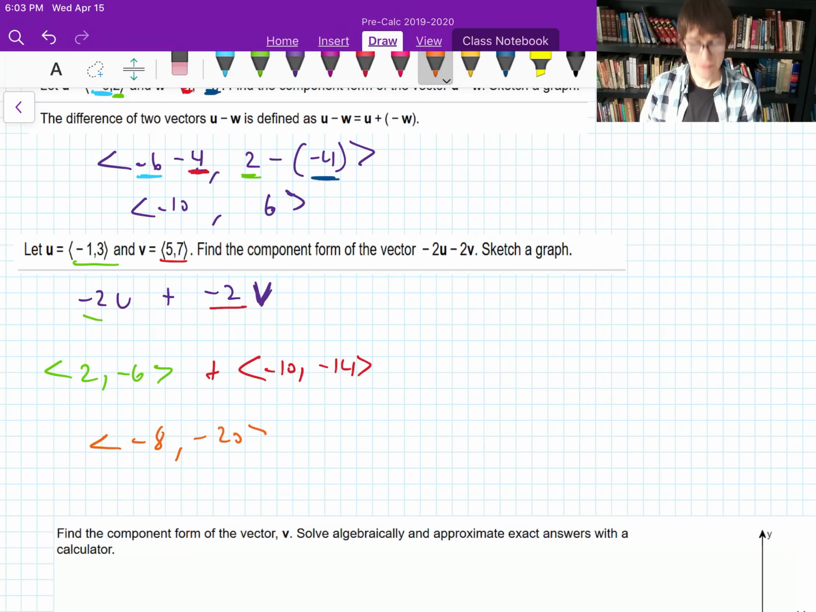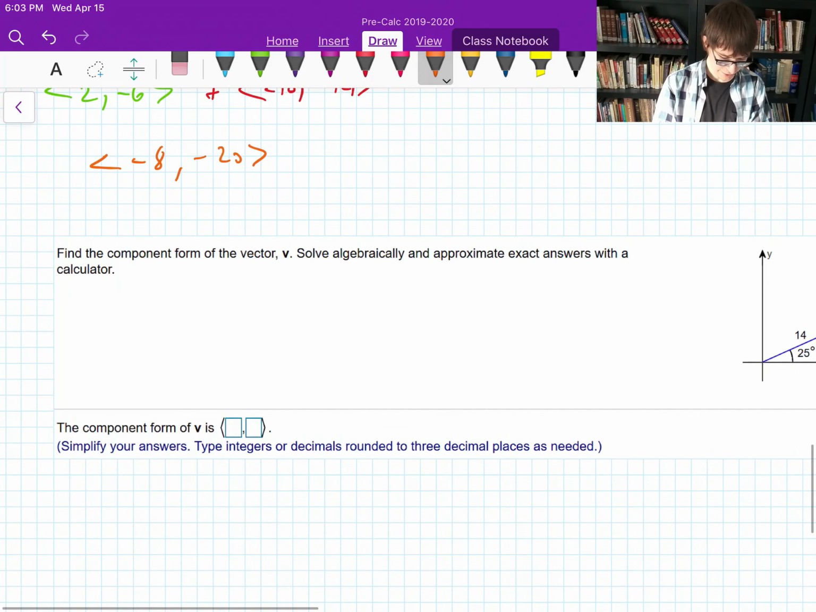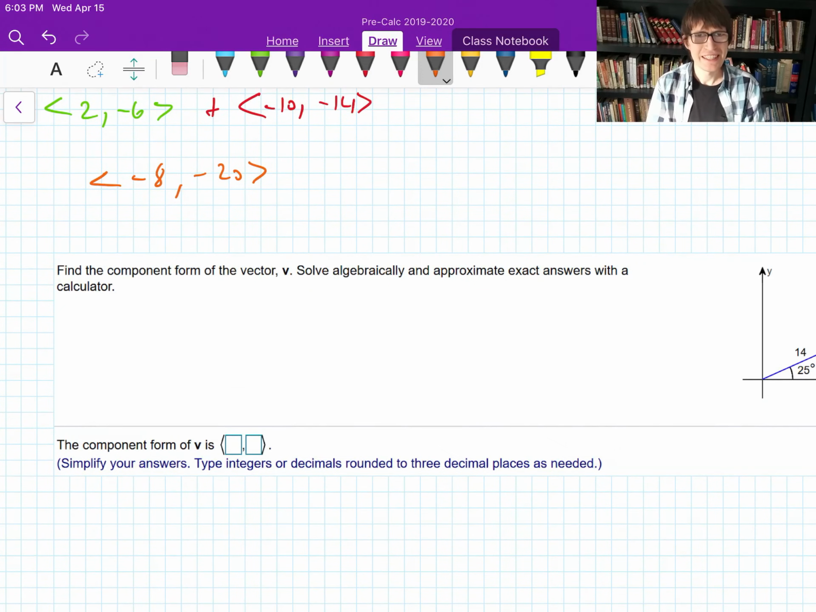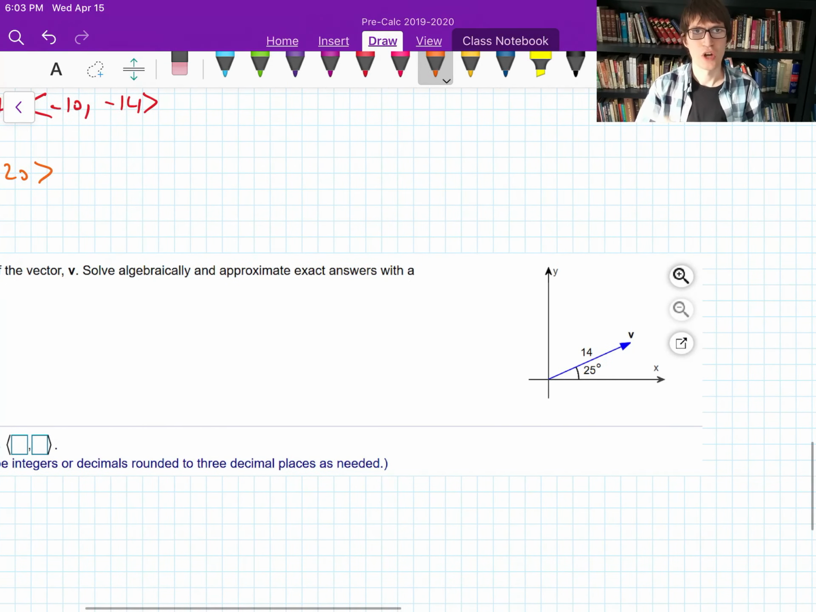And that's it. We're done. Okay, now let's move on to finding the component form of the vector v. We're going to solve algebraically and approximate the answers with a calculator. Okay, this is the last one, and it's probably the most difficult one, but I think you can do it. In order to really understand this, we just have to understand triangles.